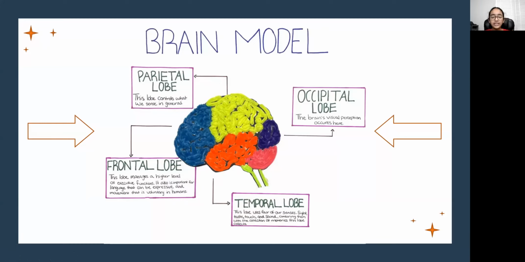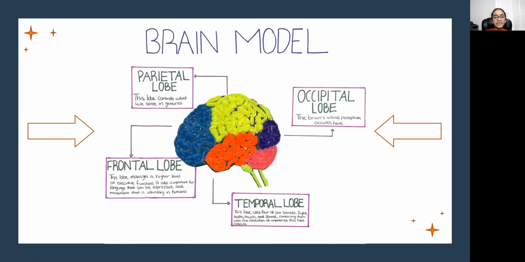The temporal lobe uses four of our senses, sight, taste, touch, and sound, combining them with the collection of memories this lobe collects. And the frontal lobe is the lobe that manages a higher level of executive functions. It also is important for language that can be expressive and movement that is voluntary in humans.